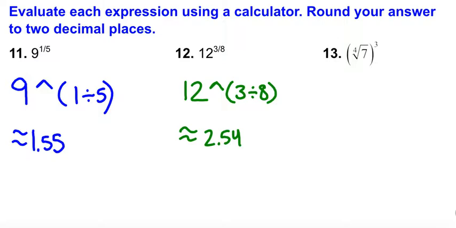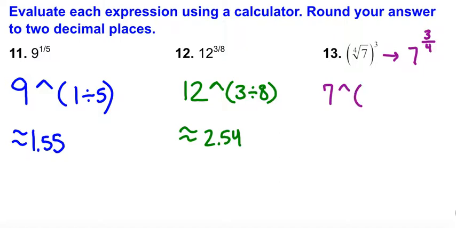Okay, one more. Now this one looks a little different, but we just have to think about what this means. This says 7, the 4th root. That means the denominator, if it was a fraction, would be a 4. The power is a 3. So really all we're doing is we're taking 7 to the 3/4 power.